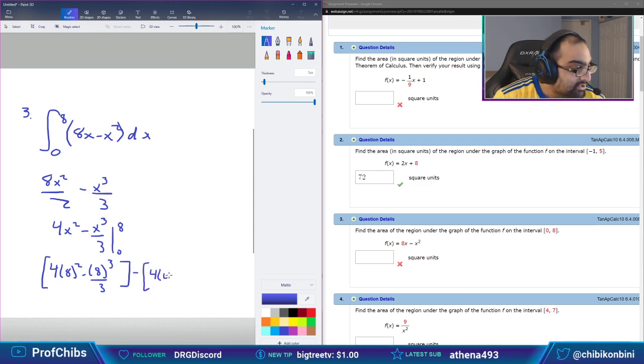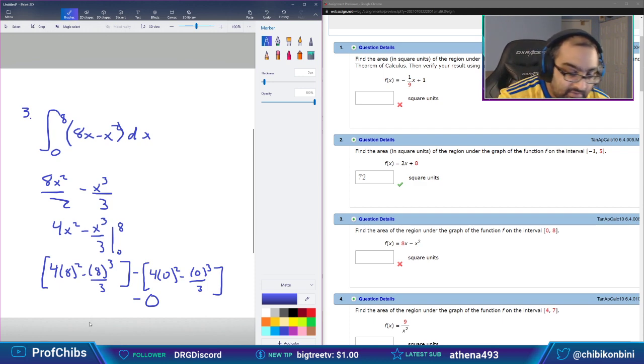And then we have 4 times 0 squared minus 0 to the third over 3. Now, of course, 0 times anything is 0, so you're just going to subtract by 0. So let's see what we get here on the right-hand side. We'll go ahead and use a calculator for that. You can use your own calculator. It's really not too bad. So we get 4 times 8 squared. That's 256 minus 8 to the third over 3. So it's 512 over 3.